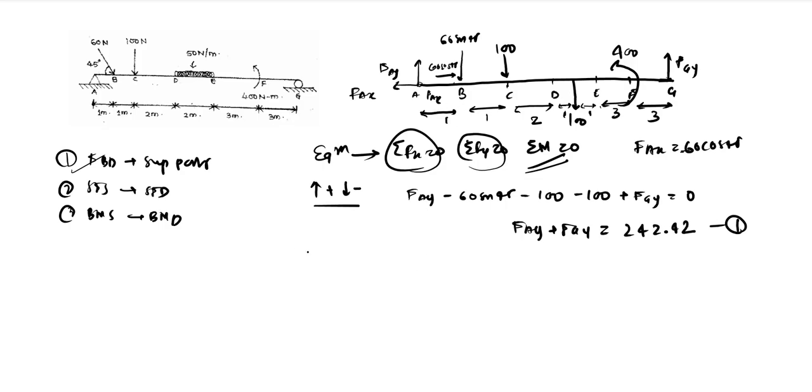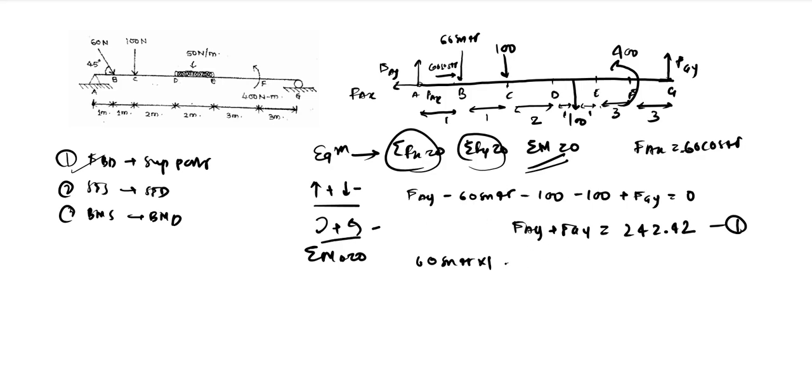We have moment at A, so summation of moment at A is 0. And we have 60 sine 45 into 1, because it is force into distance and distance is 1. So all the distances we will be calculating from point A. We have 60 sine 45 into distance 1, and it is a clockwise moment, so we will take it as positive. So clockwise is positive, anti-clockwise is negative. Again, you can change this, it won't affect your final equation.